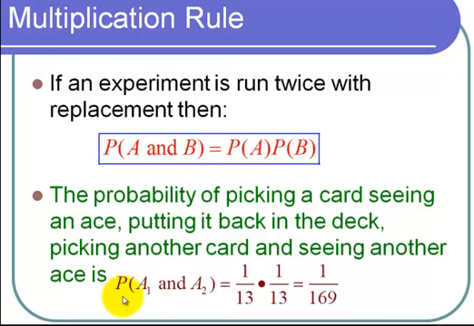So we can say the probability of A1, I'm calling that A1 meaning the first card is an ace, and A2 meaning the second card is also an ace, is equal to 1 in 13, and that's reduced from 4 aces out of 52 cards. Or you could say there are 13 values and one of those is an ace. So 1 out of 13 for the probability of the first card being an ace. And then since we have replacement, the probability of the second card being an ace is also 1 out of 13. And that is 1 over 169 when I do the multiplication.